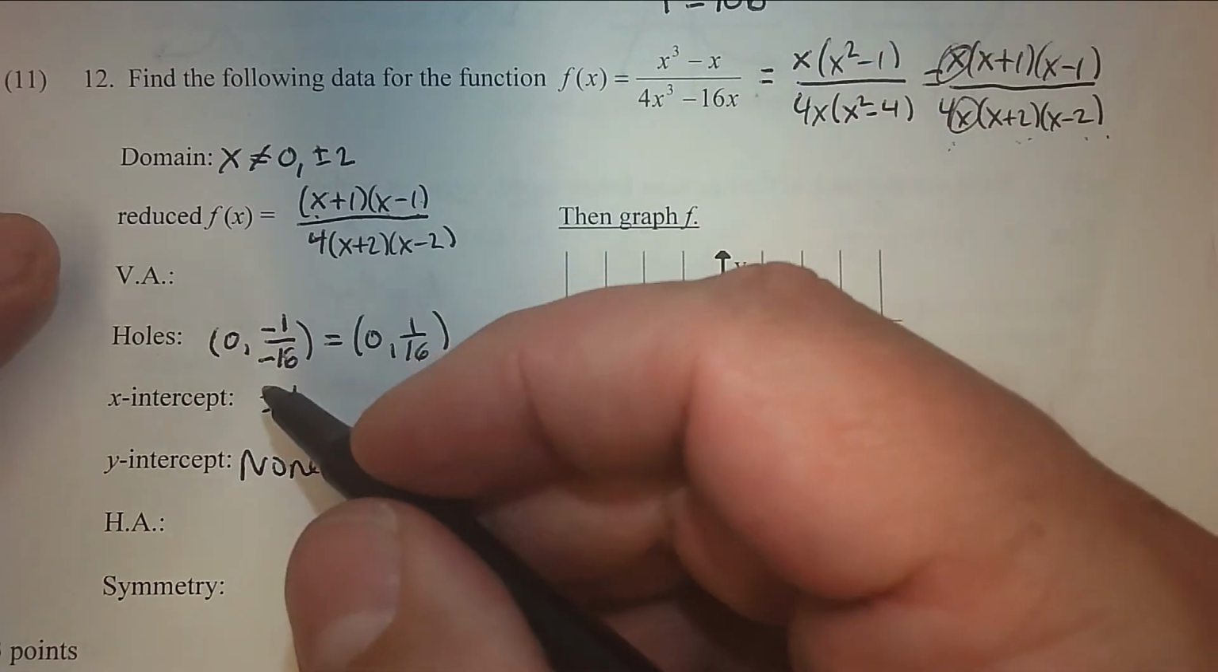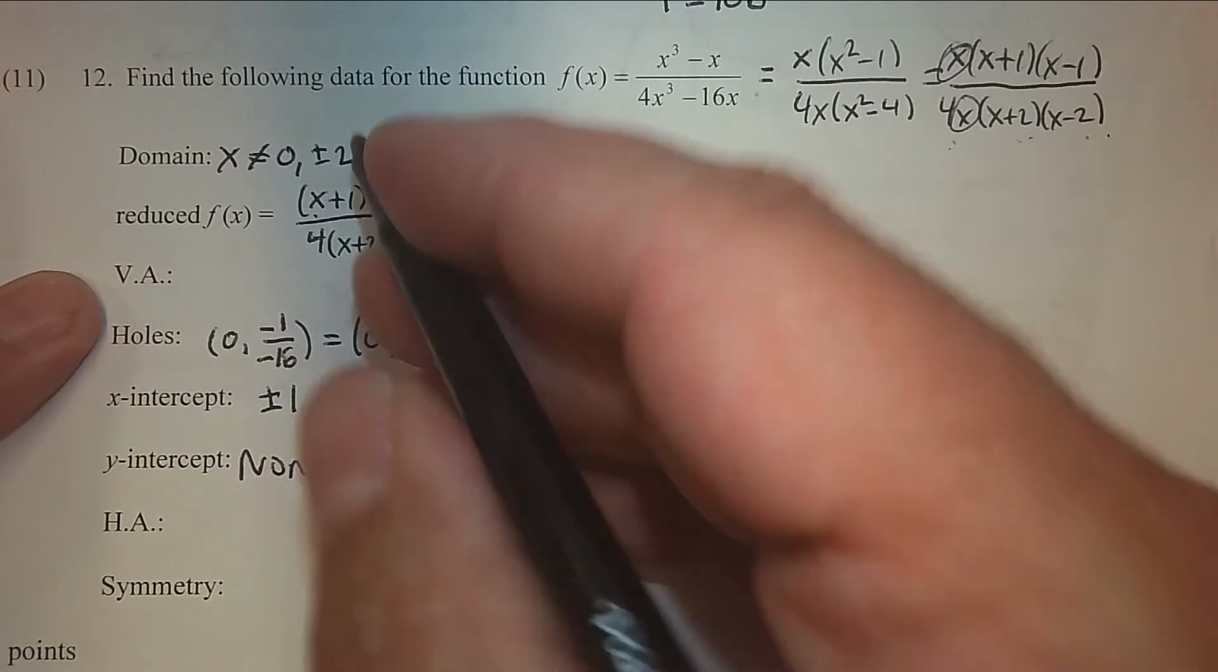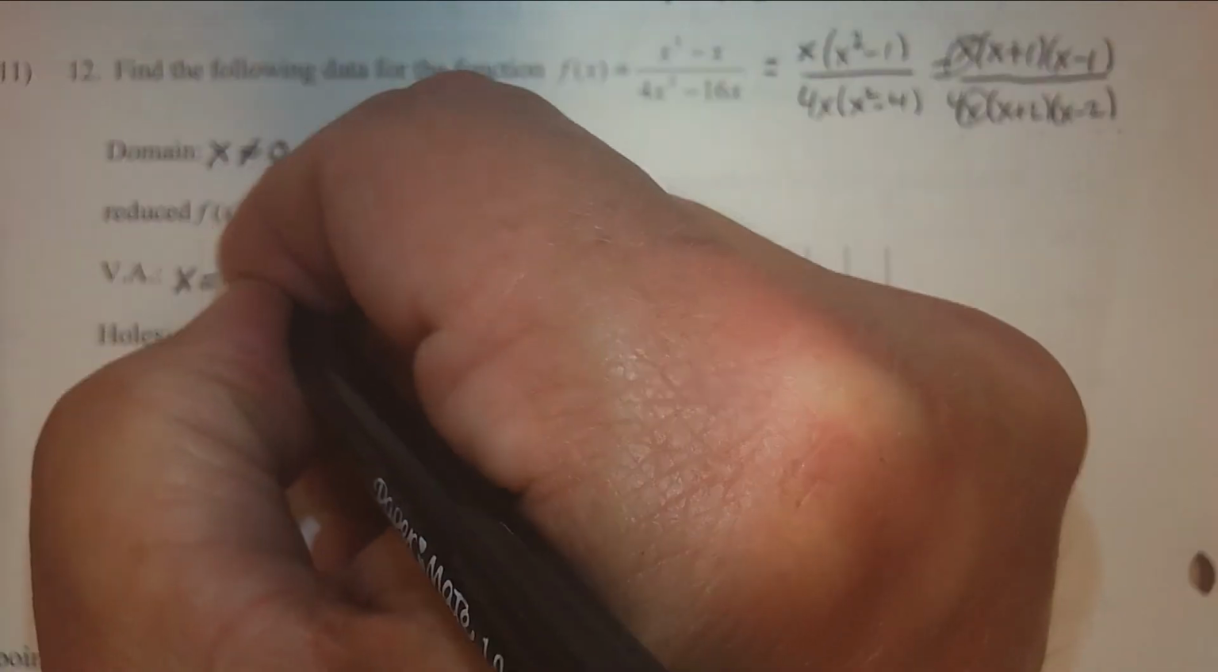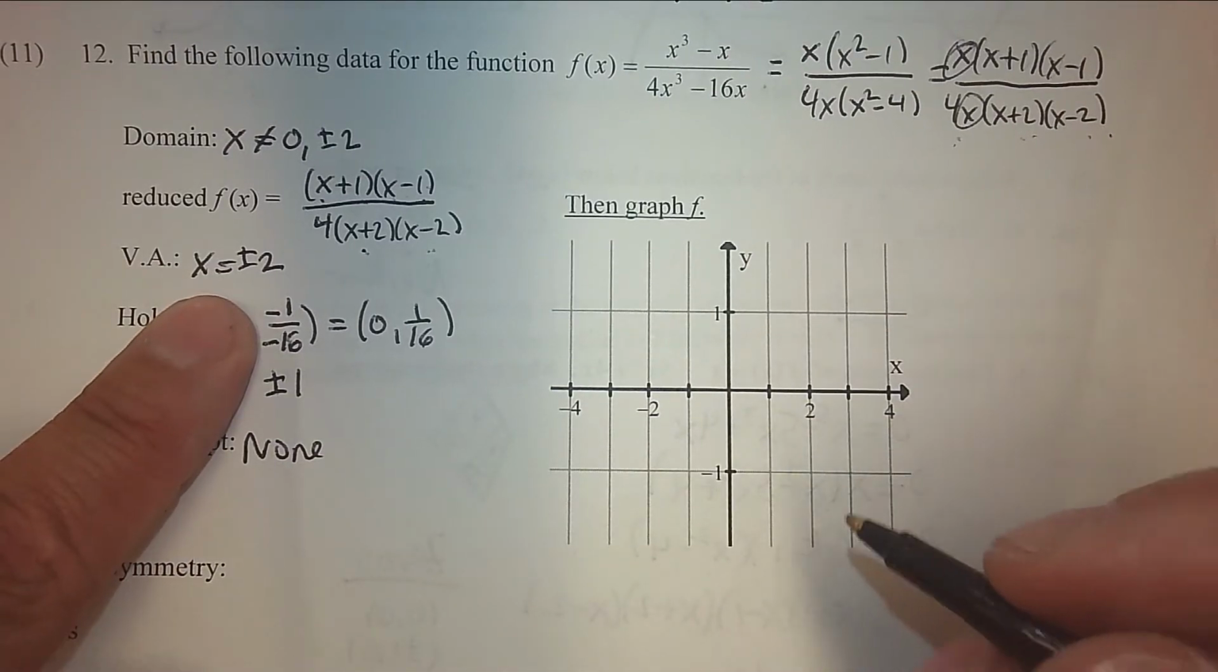The vertical asymptotes come from the denominator. So what are the zeros of the denominator? So that's positive and negative 2. Notice I write it with x equals to do it properly.